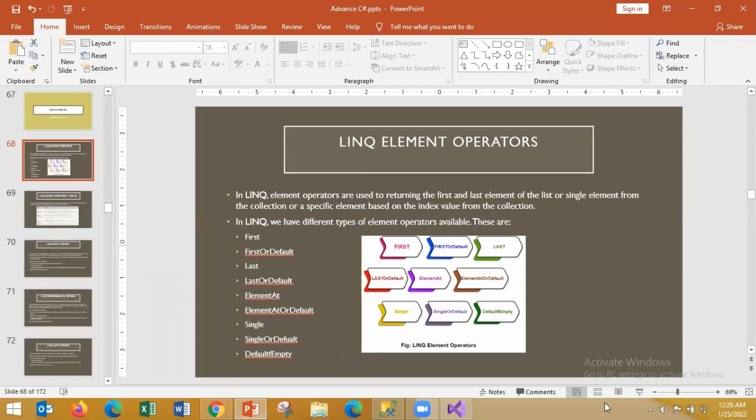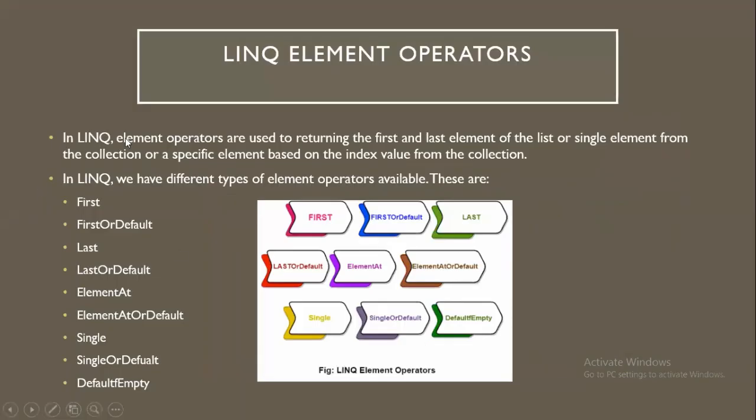Okay, let's look at element operators. In LINQ, element operators are used to return the first and last element of the list, or a single element from a collection, or a specified element based on the index value. And we understand that index number starts with 0.